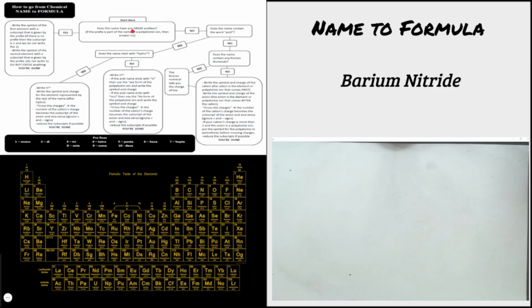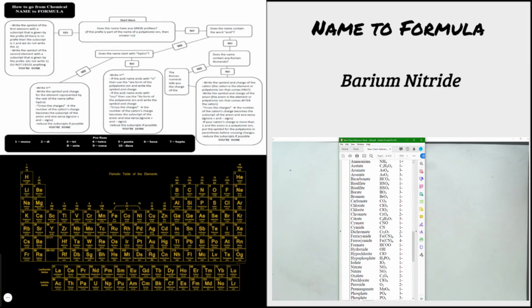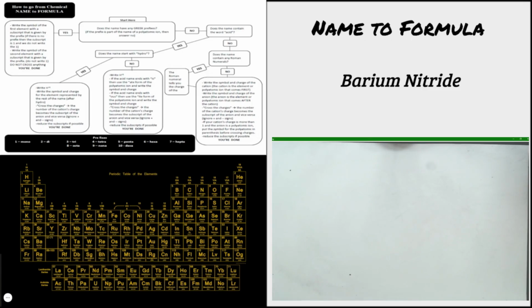And I have for you here a list of these polyatomic ions that I'll be referring to throughout this video. So if it's one of those like dichromate or biphosphate or something, they have prefixes, you would ignore those and answer no to this question. So this one, we have barium nitride. Does it contain any Greek prefixes? Well, no, it does not.